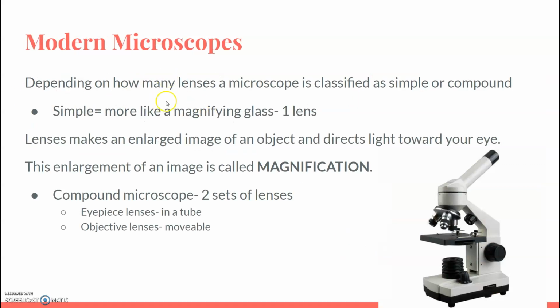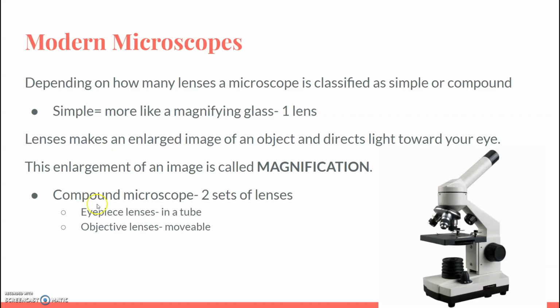Modern microscopes are classified as a simple microscope or a compound microscope depending on how many lenses they have. A simple microscope is more like a magnifying glass. It has one lens, and the lens makes an enlarged image of an object and directs the light towards your eye. When we talk about an enlargement of an image, we call that enlargement magnification. So we'll say that the image has been magnified.